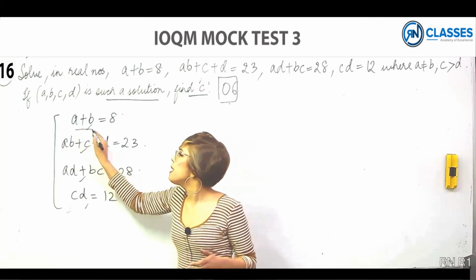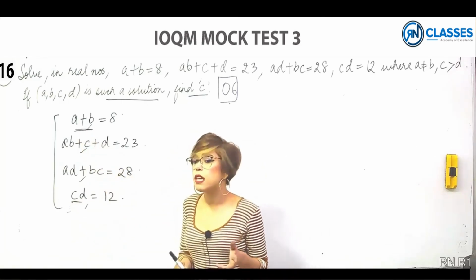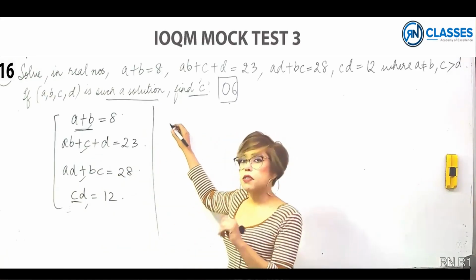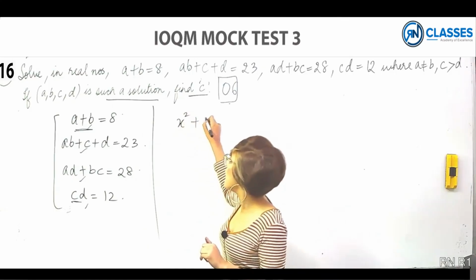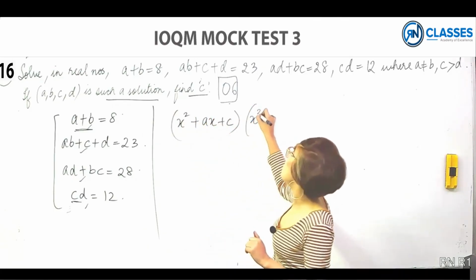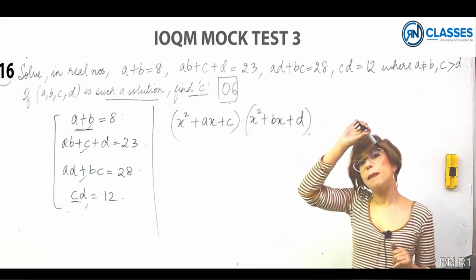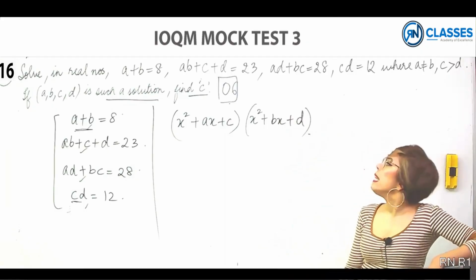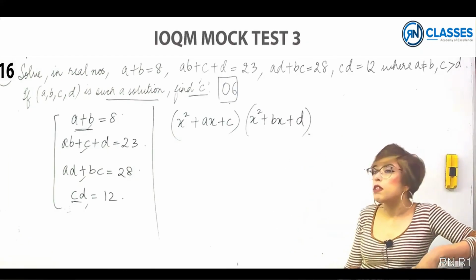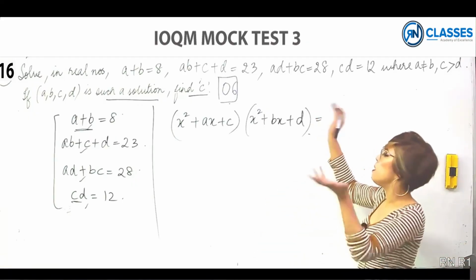Now, mind it, A plus B is there, and CD is there. A plus B is there and CD is there. Let me consider 2 quadratic factors. So x square plus ax plus c, and the other I'll take x square plus bx plus d. Can you see that A plus B occurs in this and CD also occurs in this? Let me just open this up.